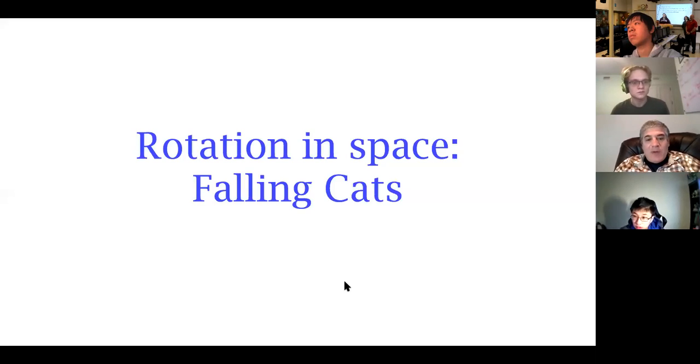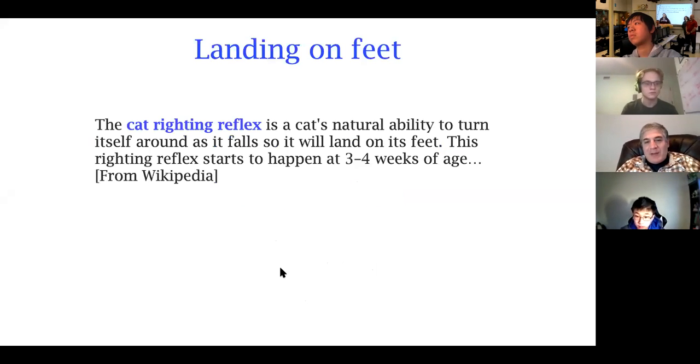Okay, let's move on. So now let's go to our first example of emergent geometry, and we will talk about falling cats. So I used to have a whole lecture about how cats land on their feet, and let me give a small piece of that lecture. It's a really rich topic. So it's called the cat righting reflex.